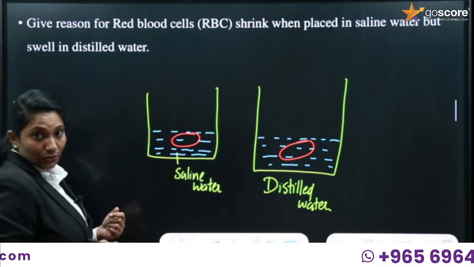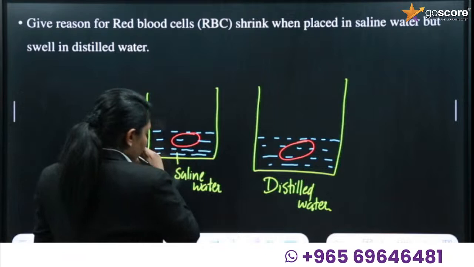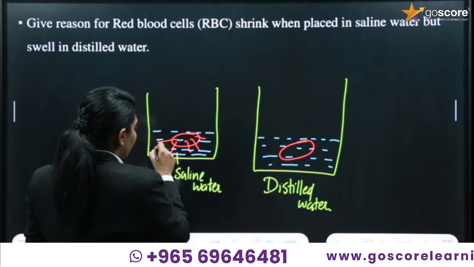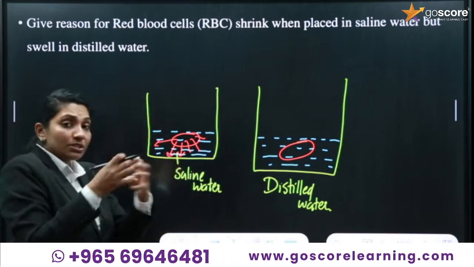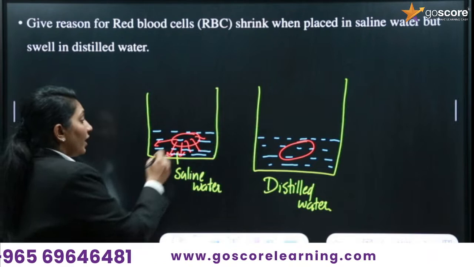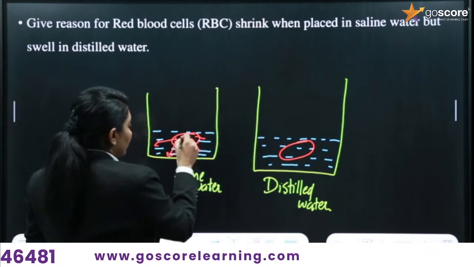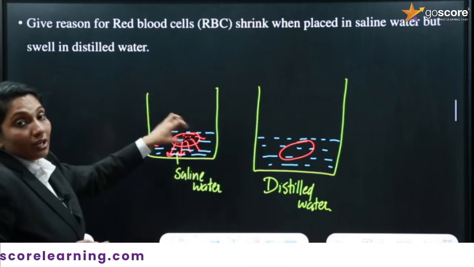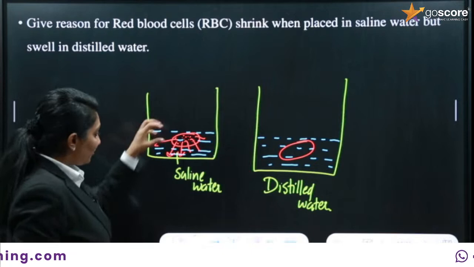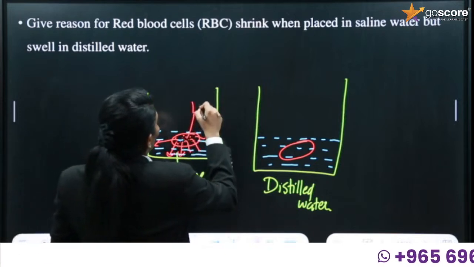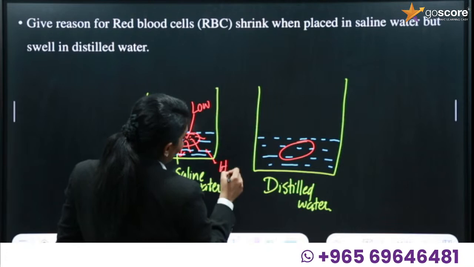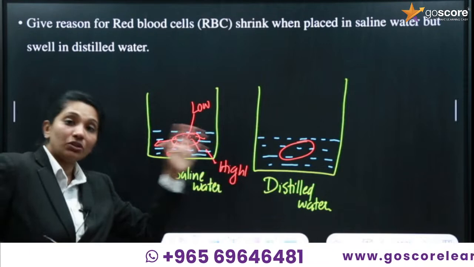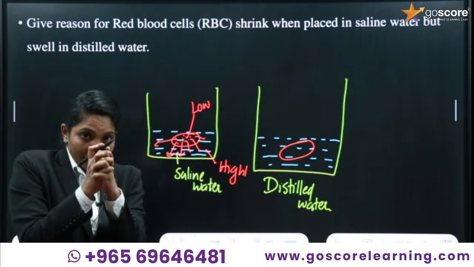it's a hypertonic solution, right? So the solvent, what will happen? The water will come out from the cell to the solution. That will cause the cell to shrink, right? So here the osmotic pressure: the fluid inside the cell is low concentration. Here it is high concentration. So the solvent will move from the low concentration to high concentration. That causes the cell to shrink.